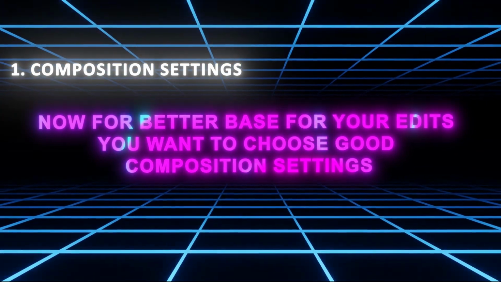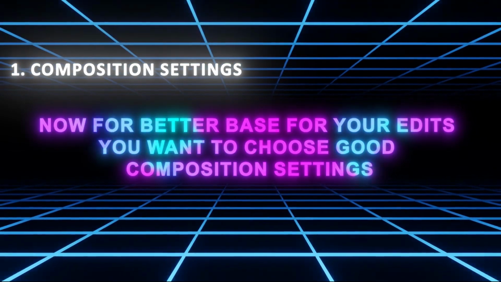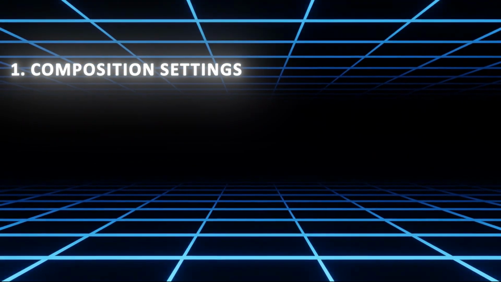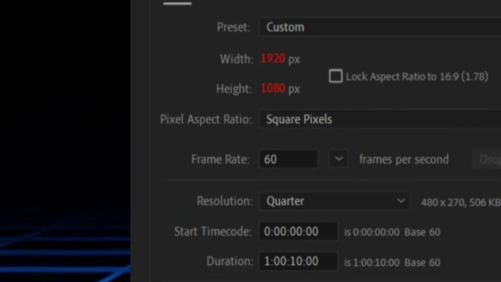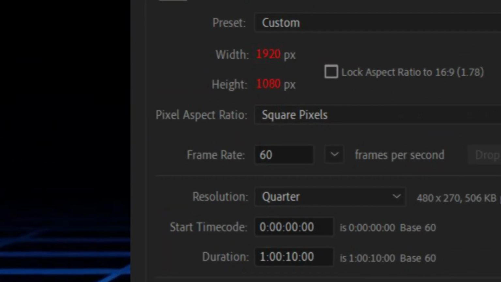Now, for better base for your edits, you want to choose good composition settings. I would prefer using any one of these composition ratio. And for FPS, it should always be set on 60 for a smooth edit.